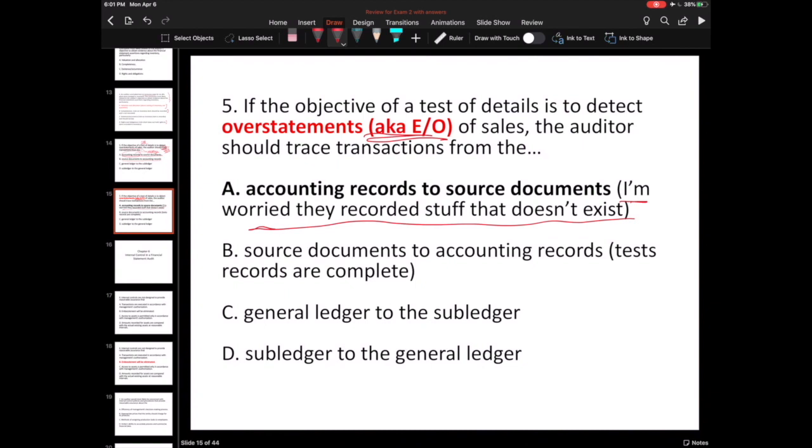This direction of testing, whenever I'm going to the source documents and going back into the accounting records, is technically tracing, and it is a test of completeness. And C and D, generally, when you're agreeing or reconciling general ledger to subledger accounts, that is usually describing some kind of a test of completeness. I think we had an example back in chapter 5 for the AR test of completeness when we were reconciling the AR subledger to the general ledger.